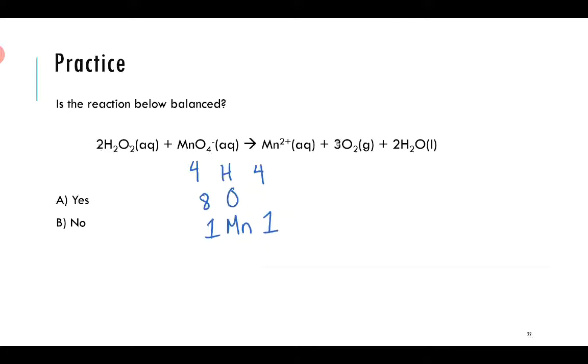And then on the product side we have 3 times 2 plus 2 times 1, and so that's 6 plus 2, which is also 8. And so we have the same amount of each element on both sides of the equation. But we are still not balanced. Why are we not balanced? Well, electrons are matter too.